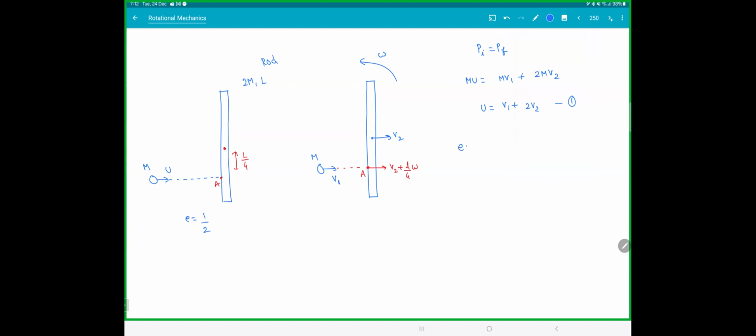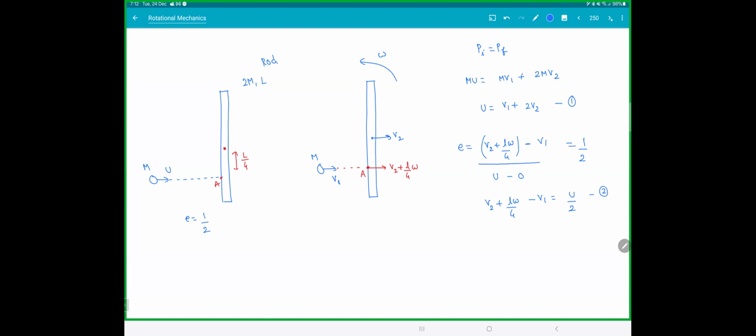Next thing, coefficient of restitution. e is equal to the relative velocity of separation over approach. So in place of V2 we have V2 plus L omega by 4, minus V1, the ball's velocity, divided by the ball's velocity u minus 0. This is given as half. So V2 plus L omega by 4 minus V1 is u by 2. This is your equation 2. You could have taken one in reverse, that is fine, but you should get something similar.